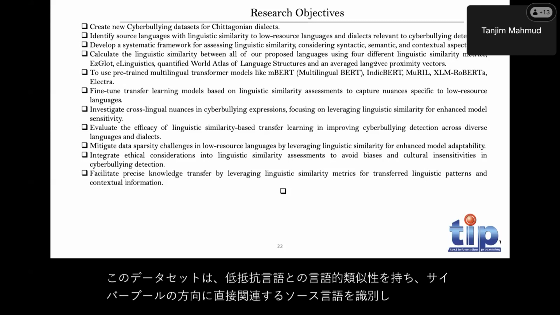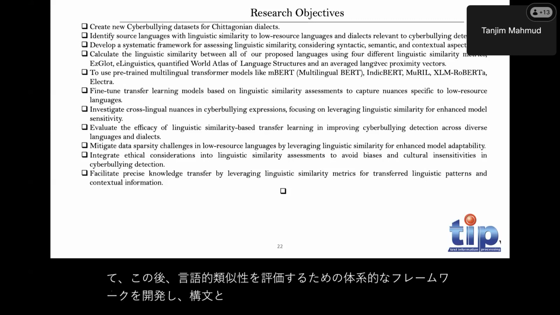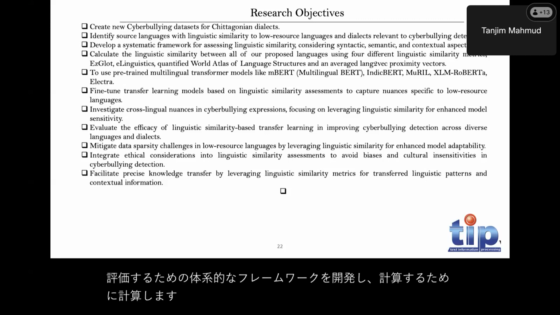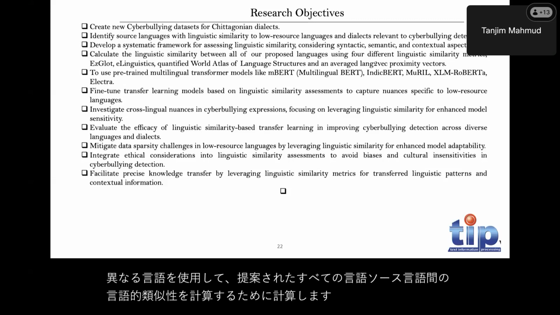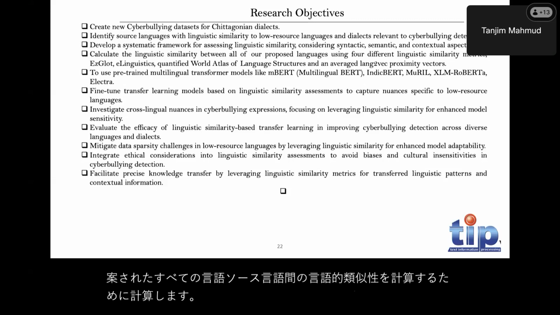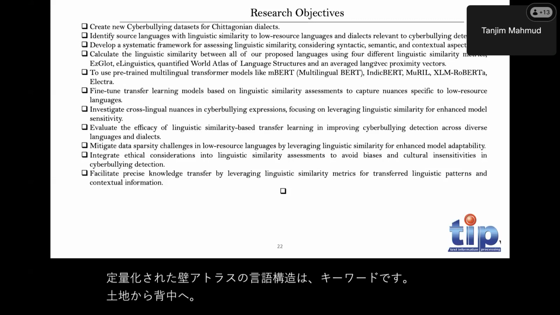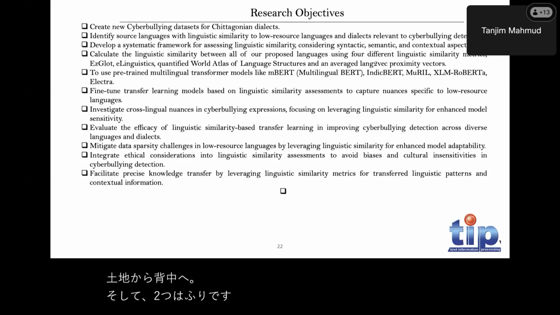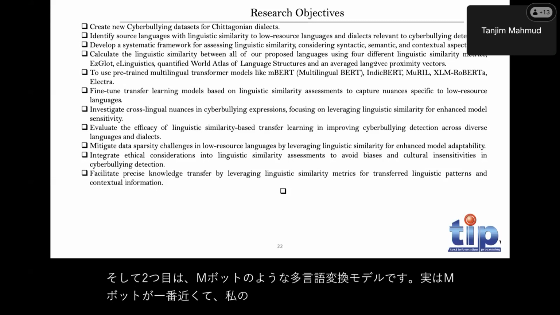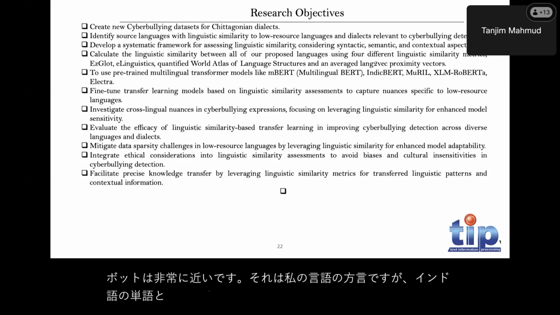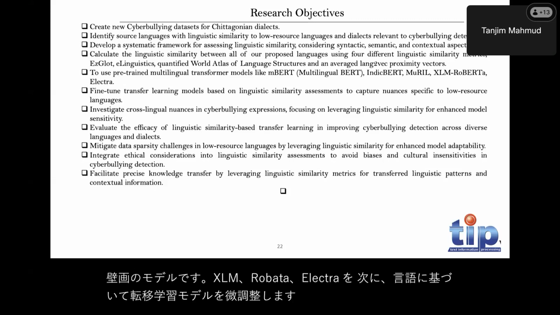And after that, develop a systematic framework for assessing linguistic similarity, considering syntactic and semantic contextual aspects, and calculate the linguistic similarity between all of our proposed source languages using 4 different linguistic similarity metrics: eLinguistic, Glottolog, World Atlas of Language Structures, and lang2vec. And use pretrained multilingual transfer models like mBERT. Actually, mBERT is very close to my Chittagonian dialect, along with IndicBERT, MuRIL, XLM-RoBERTa, ELECTRA, and so on.